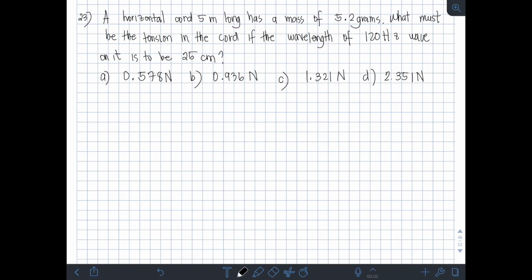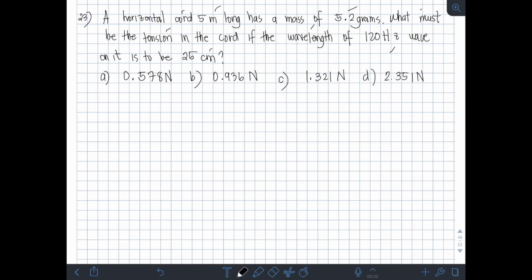Next, we have a horizontal cord 5 meters long has a mass of 5.2 grams. What must be the tension in the cord if the wavelength of 120 Hz wave on it is to be 25 cm? So, meron daw tayong horizontal cord na 5 meters long na merong mass na 5.2 grams. And then, ano raw yung magiging tension dito sa cord kung magkakaroon daw ng wavelength na 25 cm at a frequency of 120 Hz yung horizontal cord.